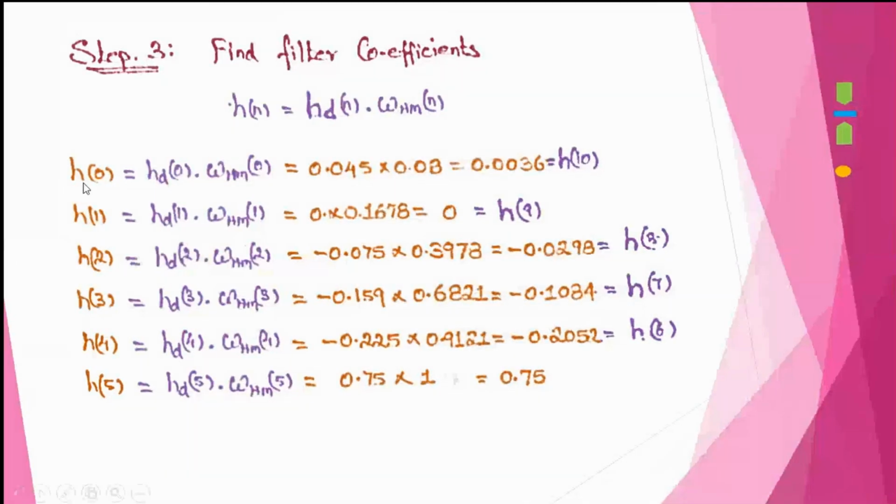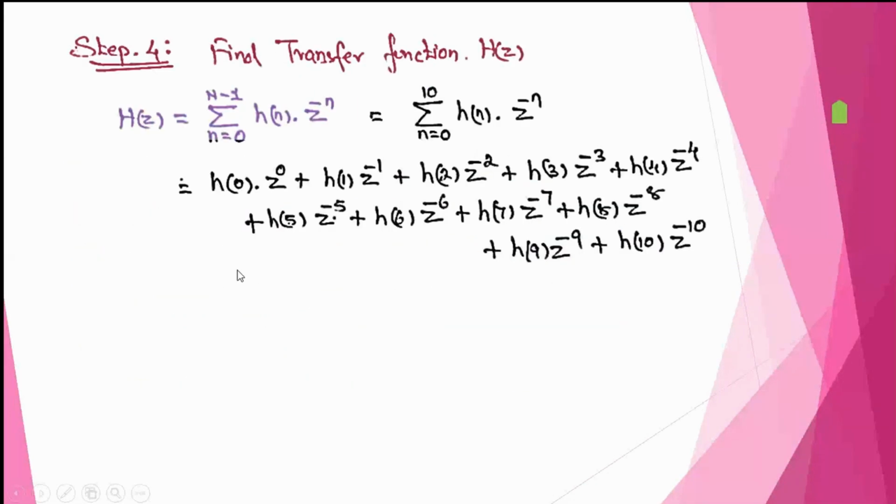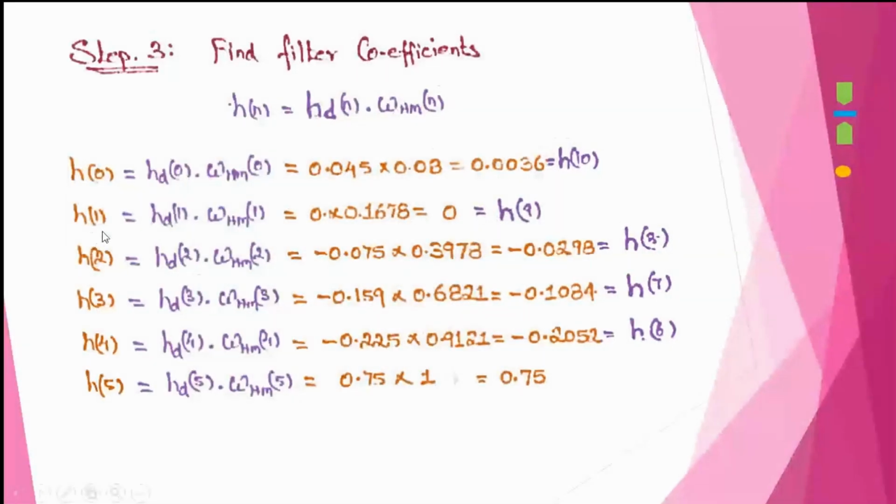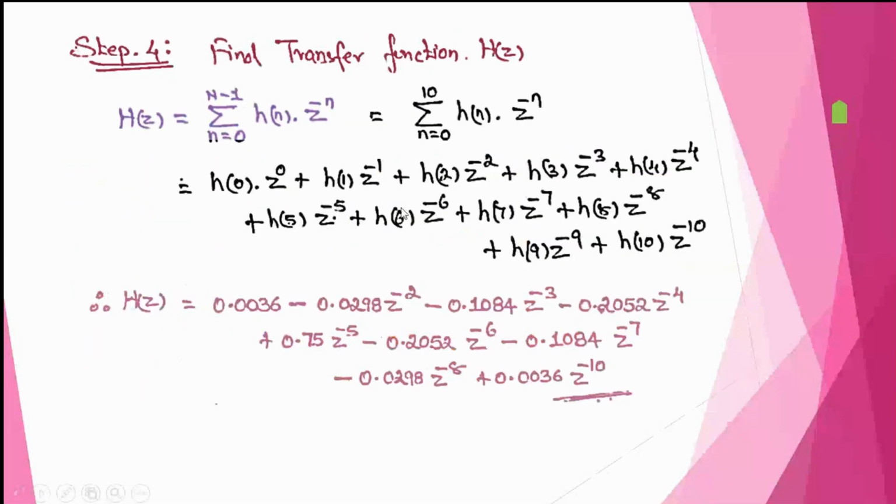So let me see here. The value of h(0) is 0.0036. So 0.0036 into z power 0, which is 1. Then h(1). The value of h(1) is 0.